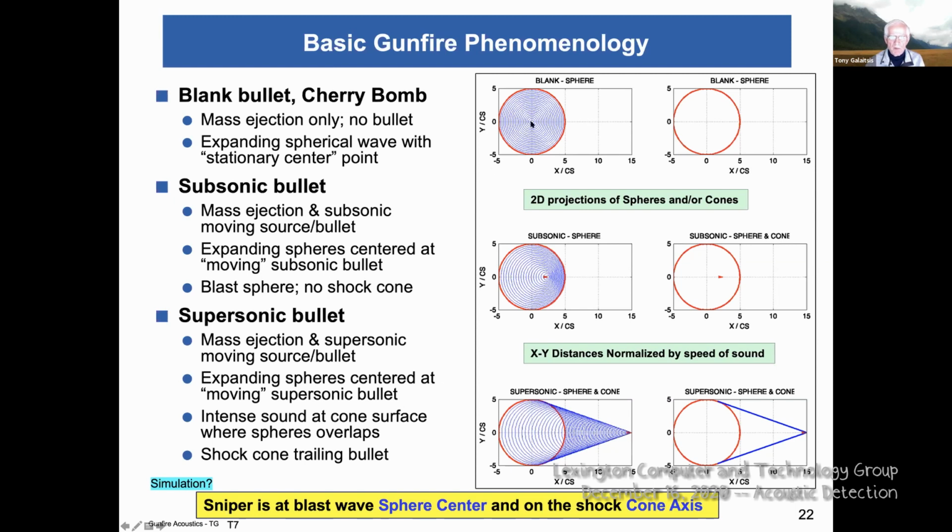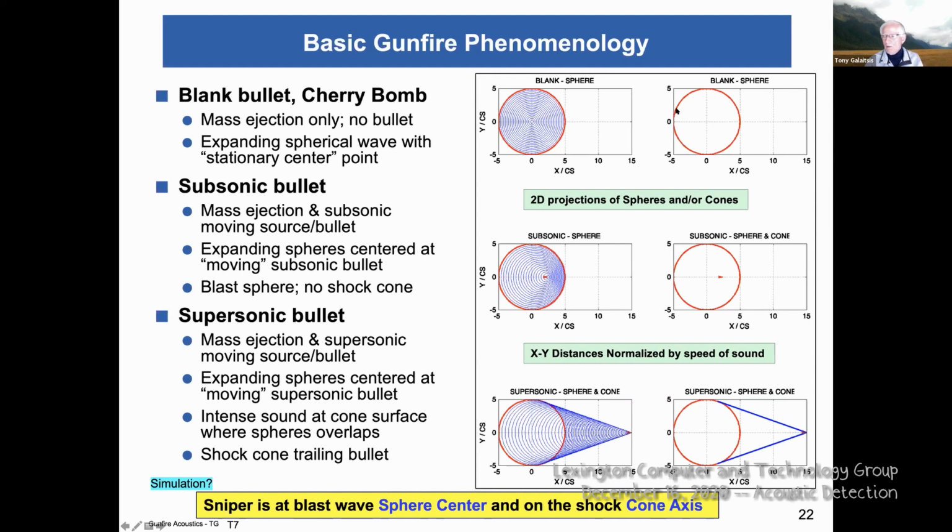When you have a cherry bomb that goes off and it's stationary, then as time goes by, it produces these blue circles that are going away from the center. And of course, at any given time, only one of these circles exists. And when the simulation stopped over here, you have the red circle. That's the outer limit, let's say.